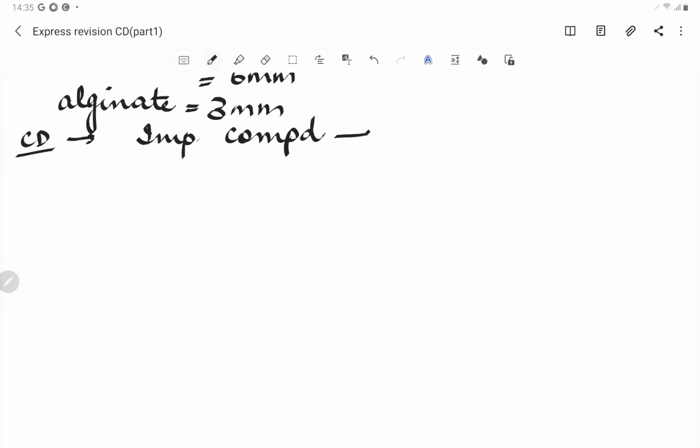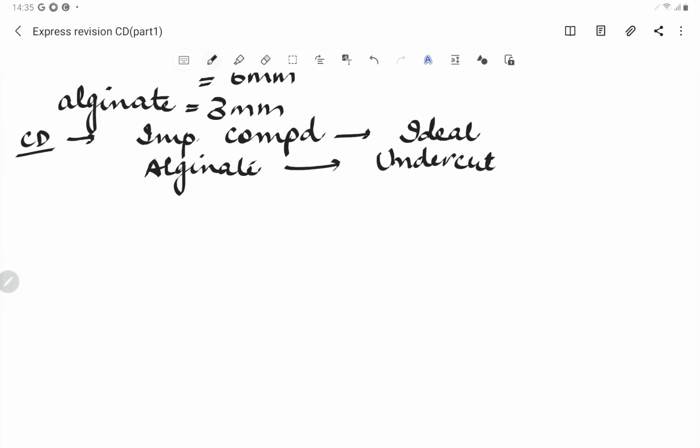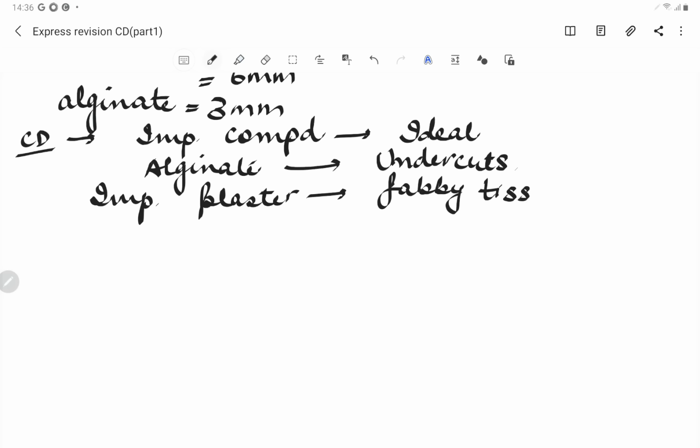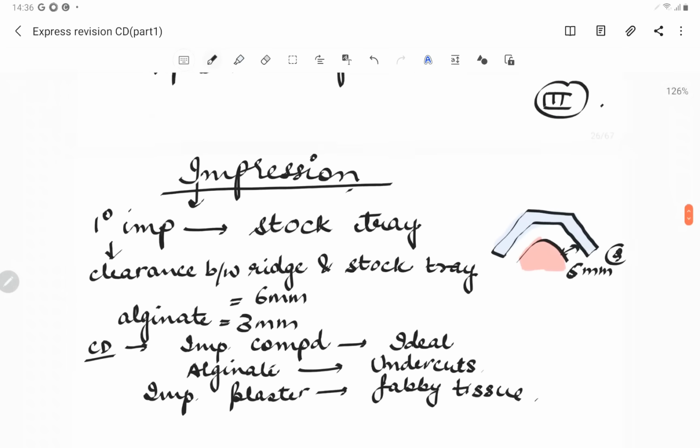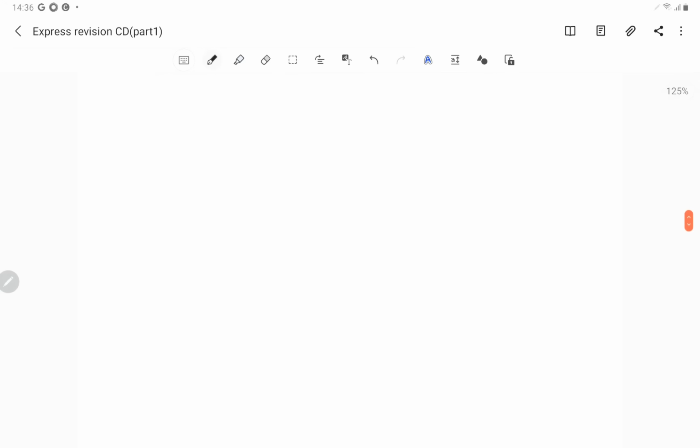which is usually used for an ideal ridge, that is a well defined ridge. Then alginate in case of deep undercuts, and impression plaster in case of flabby tissues. Right. So these all are the materials which we use for taking primary impression.